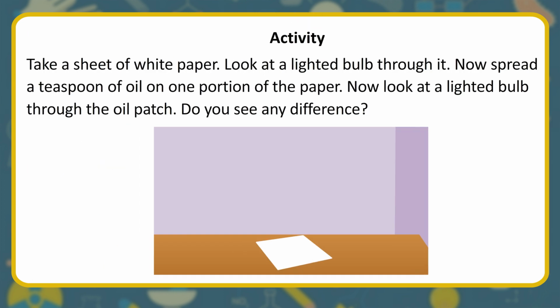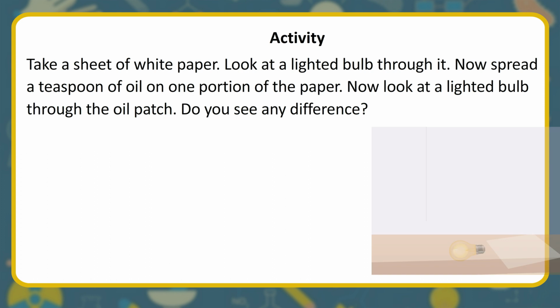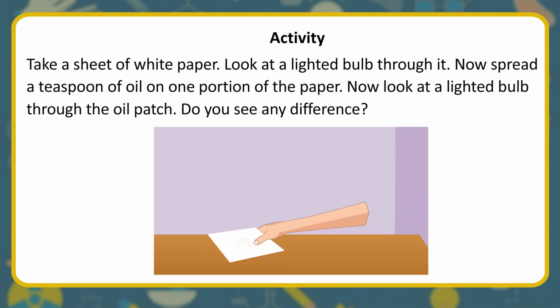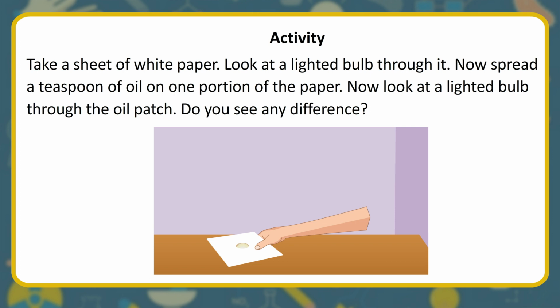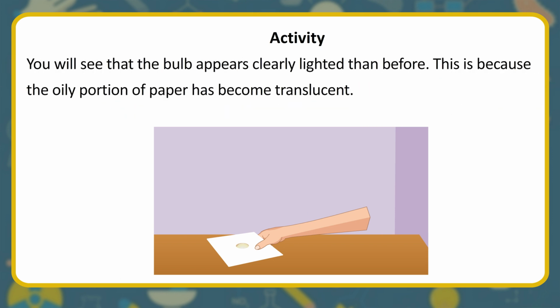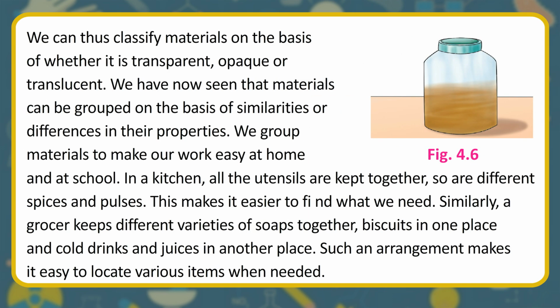Activity. Take a sheet of white paper. Look at a lighted bulb through it. Now spread a teaspoon of oil on one portion of the paper. Now look at a lighted bulb through the oil patch. Do you see any difference? You will see that the bulb appears more clearly lighted than before. This is because the oily portion of paper has become translucent. We can thus classify materials on the basis of whether it is transparent, opaque or translucent.